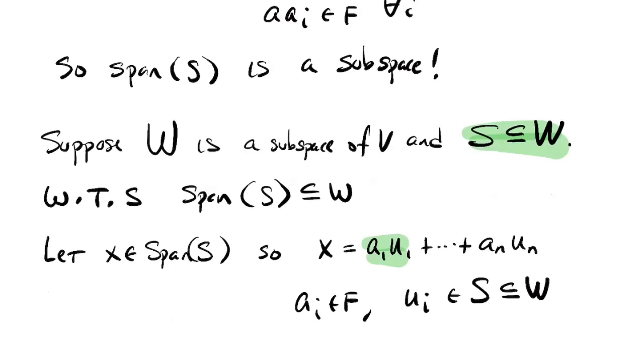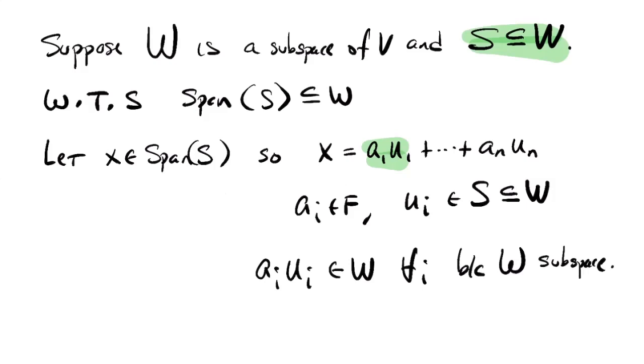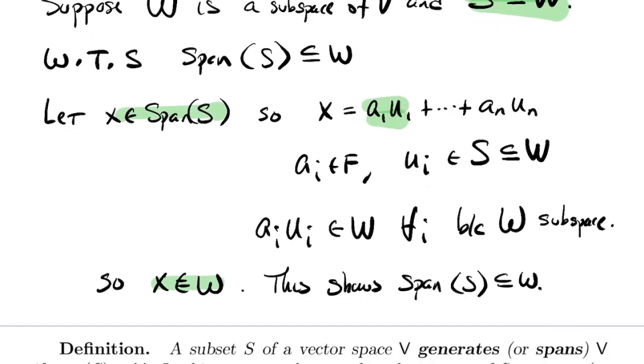A_i times U_i belongs to W for all i because W is a subspace. But then W is closed under sum, so X is an element of W. So what was X? X was any element of the span, and we've been able to show that it's in W, so that shows that the span of S is in W.